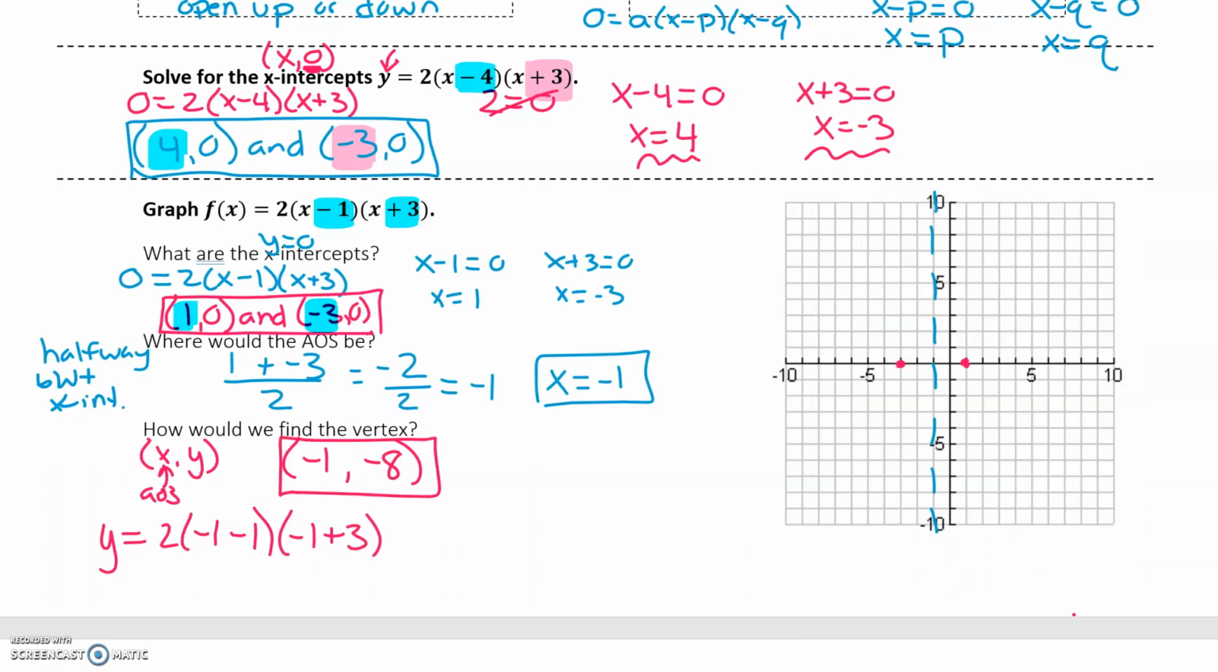So that means I could go over here and put my vertex at (negative 1, negative 8). Okay, that's really good. I've got 3 points, but I always say you need to have 5 points. So I see I've got a vertex, I've got my x-intercepts, so if I can find my y-intercept, that would be probably the best thing.